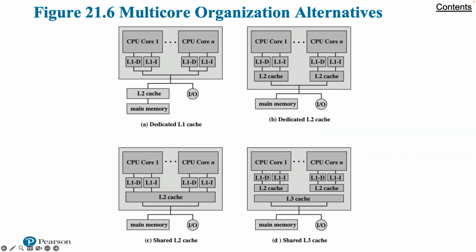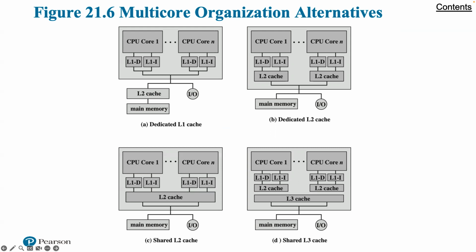Figure 21.6 shows 4 general organizations for multi-core systems. Figure 21.6a is the organization found in some of the earlier multi-core computer chips and is still seen in embedded chips. In this organization, the only on-chip cache is L1, with each core having its own dedicated L1 cache. Almost invariably, the L1 cache is divided into instruction and data caches. An example of this organization is the ARM11 MPCore.